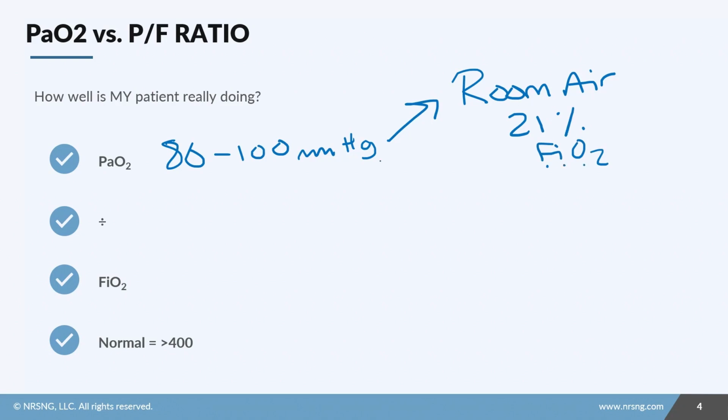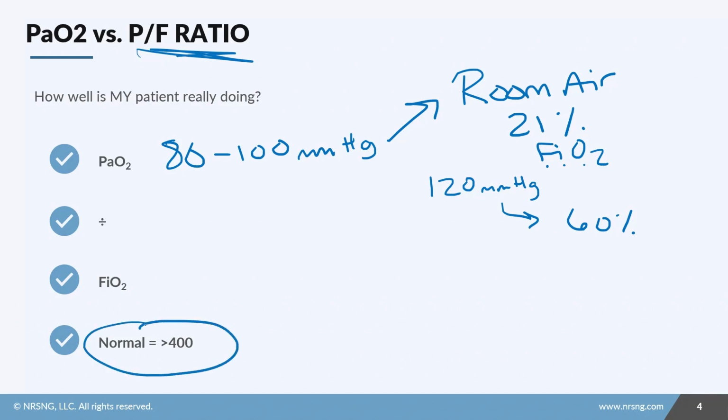So if you have a patient who has a PaO2 of 120, you're going to think, holy moly, he's doing great, right? Except this patient is actually on 60% oxygen, 60% FiO2. So in reality, it's not that great. So to really evaluate how well your specific patient is actually doing, we use what's called the PF ratio. Normal PF ratio is greater than 400-ish.